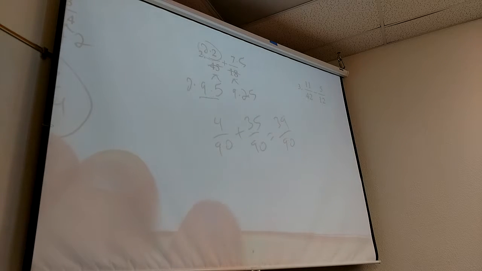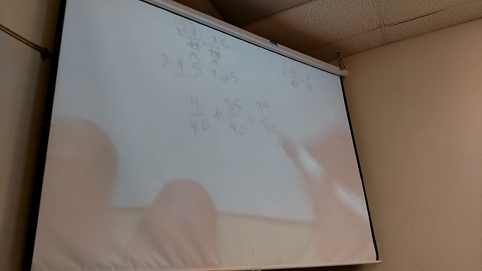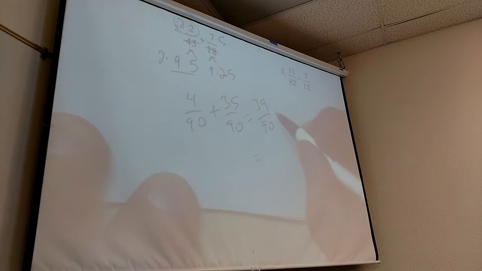39 90ths. And what's the last thing I do in a fraction problem? Simplify. Try to see if it's simplified. Will it reduce? Yes. 3 can go into both. 13.